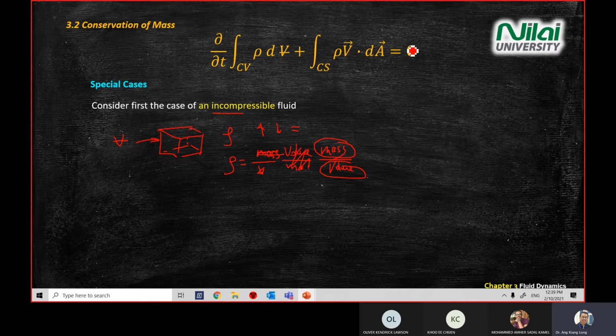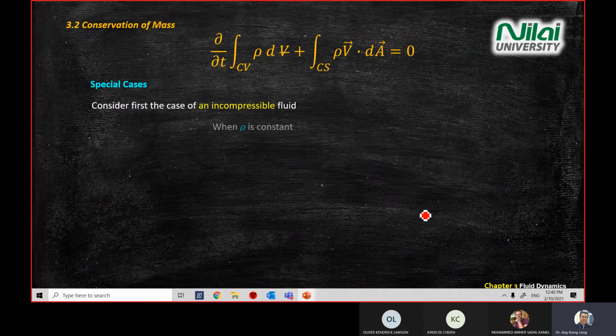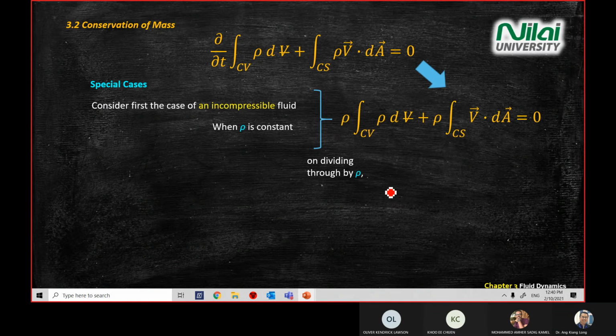If you look at this equation at the top of the screen, and you calculate the rate of change of density, what do you get? If you differentiate a constant, for example 100, over time, what do you get? 0. Correct. So when you have an incompressible flow, your first term here will become 0. You can cancel it out. Incompressible means your rho is constant.